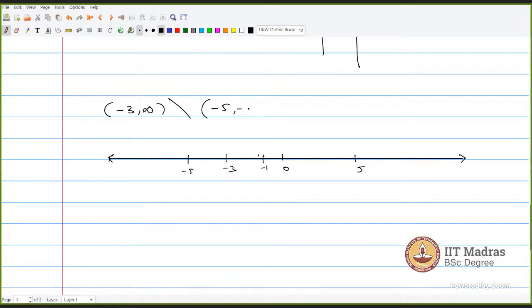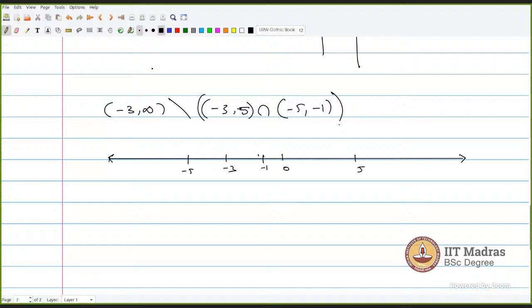-5 to intersection. Sir, -3 it's given, no? -3 comma infinite, set -5 to -3 to 5. Sir, it's -3 comma 5 intersection -5 comma -1.